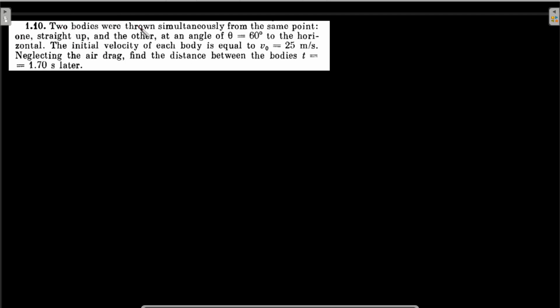Two bodies were thrown simultaneously from the same point, one straight up and the other at an angle theta, which is given to be 60 degrees to the horizontal. The initial velocity of each body is equal to v naught, which is 25 meters per second. Neglecting air drag, find the distance between the bodies at some time t, which is given to be 1.70 seconds later. So let's understand the situation properly first.